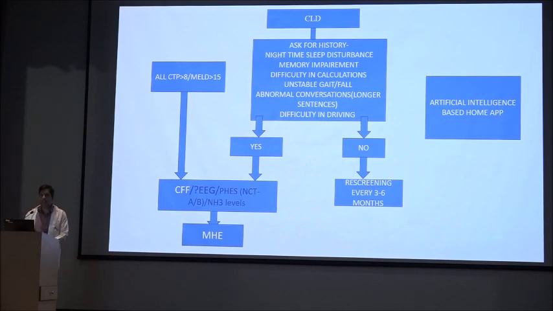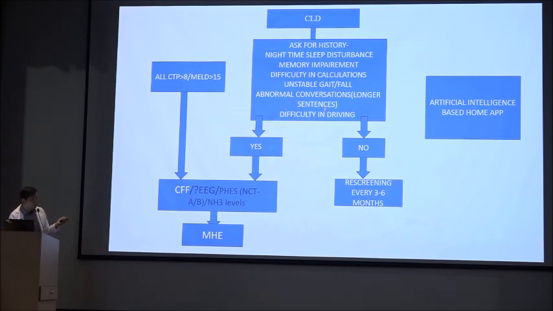So this is up for debate, whether any cirrhotic should be screened. According to the AASLD guideline, all patients with cirrhosis have to be screened for minimal hepatic encephalopathy. However, it is time consuming and a big challenge. So what I thought was that maybe we can ask for a history of nighttime sleep disturbance, memory impairment, difficulty in calculation. This is something I've learned from Sir's OPD, where when we ask somebody to calculate backwards from 100, reducing 7 each time, a lot of patients have a lot of difficulty in this calculation. This is, I think, one of the earlier markers of minimal hepatic encephalopathy.